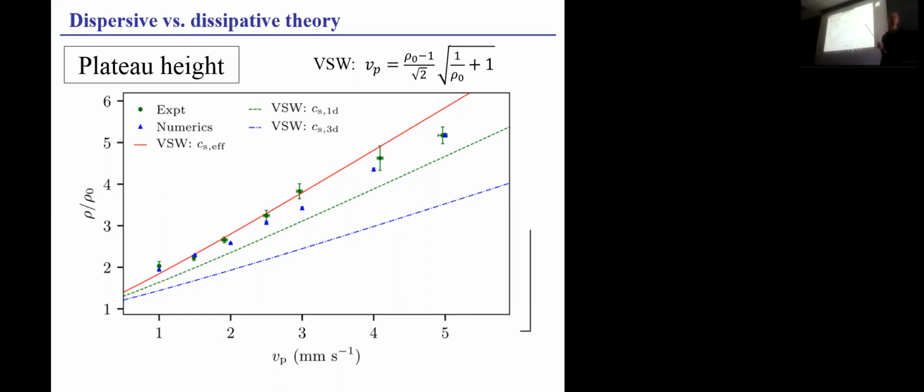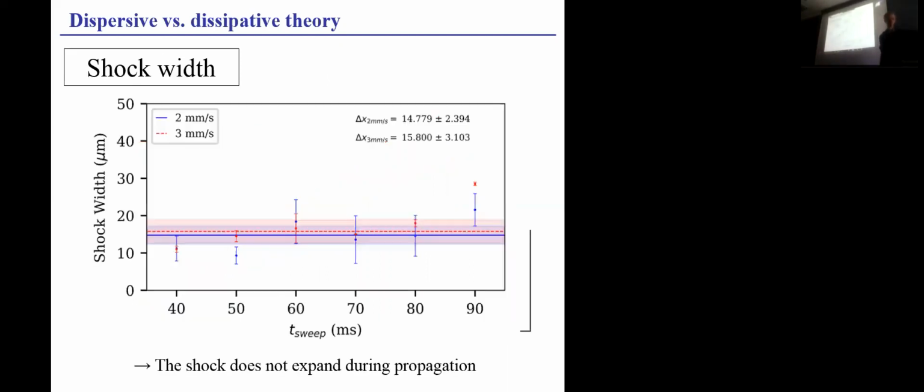So the next measure is we can look at the plateau height. There's also a formula from viscous shock theory that we can use for the height of the plateau that forms in front of the piston. This is the red line over here, and you can see it also fits pretty nicely with the same slightly reduced speed of sound that we used before, whereas if we use the one-dimensional speed of sound or the 3D speed of sound, they are off. But anyway, viscous shock wave theory fits.